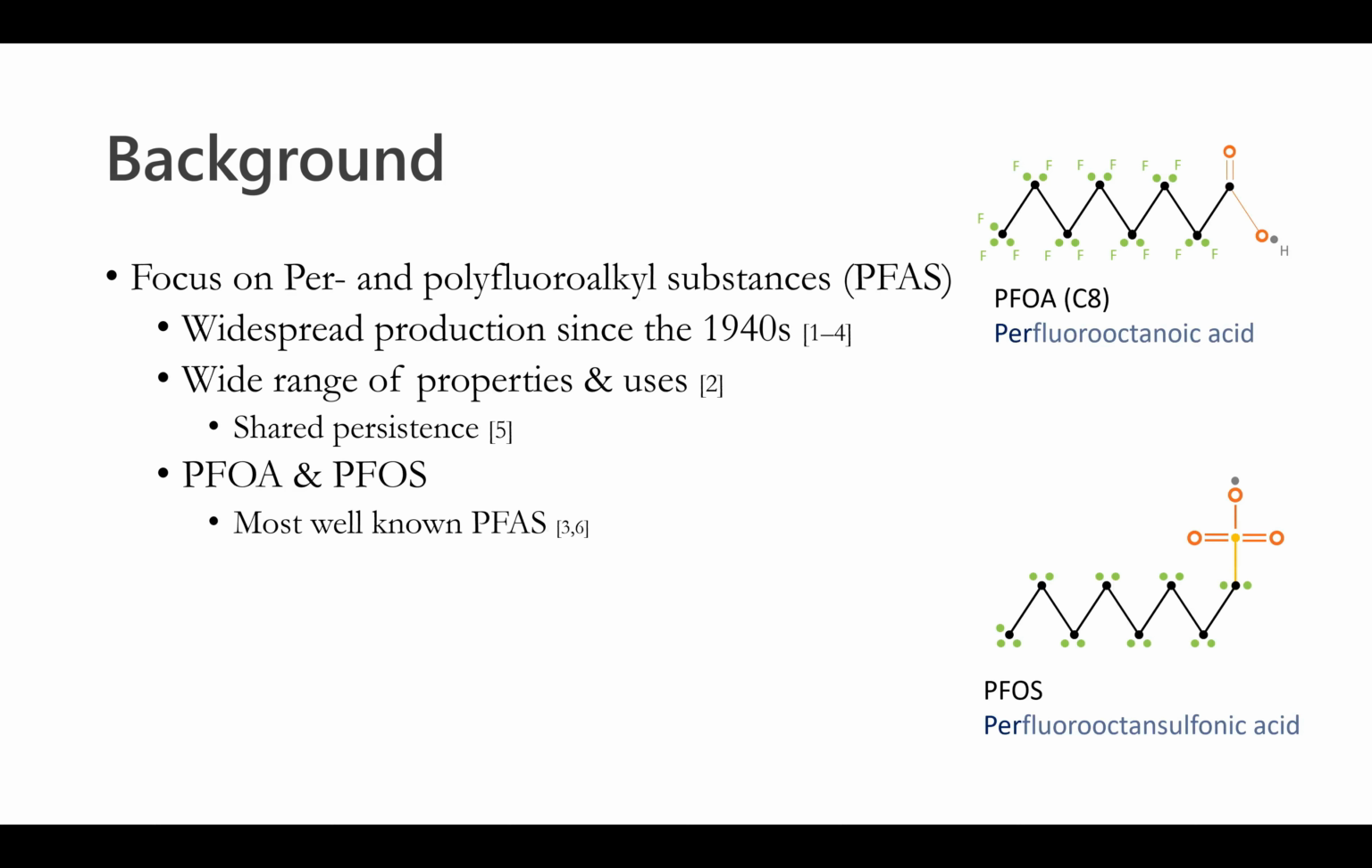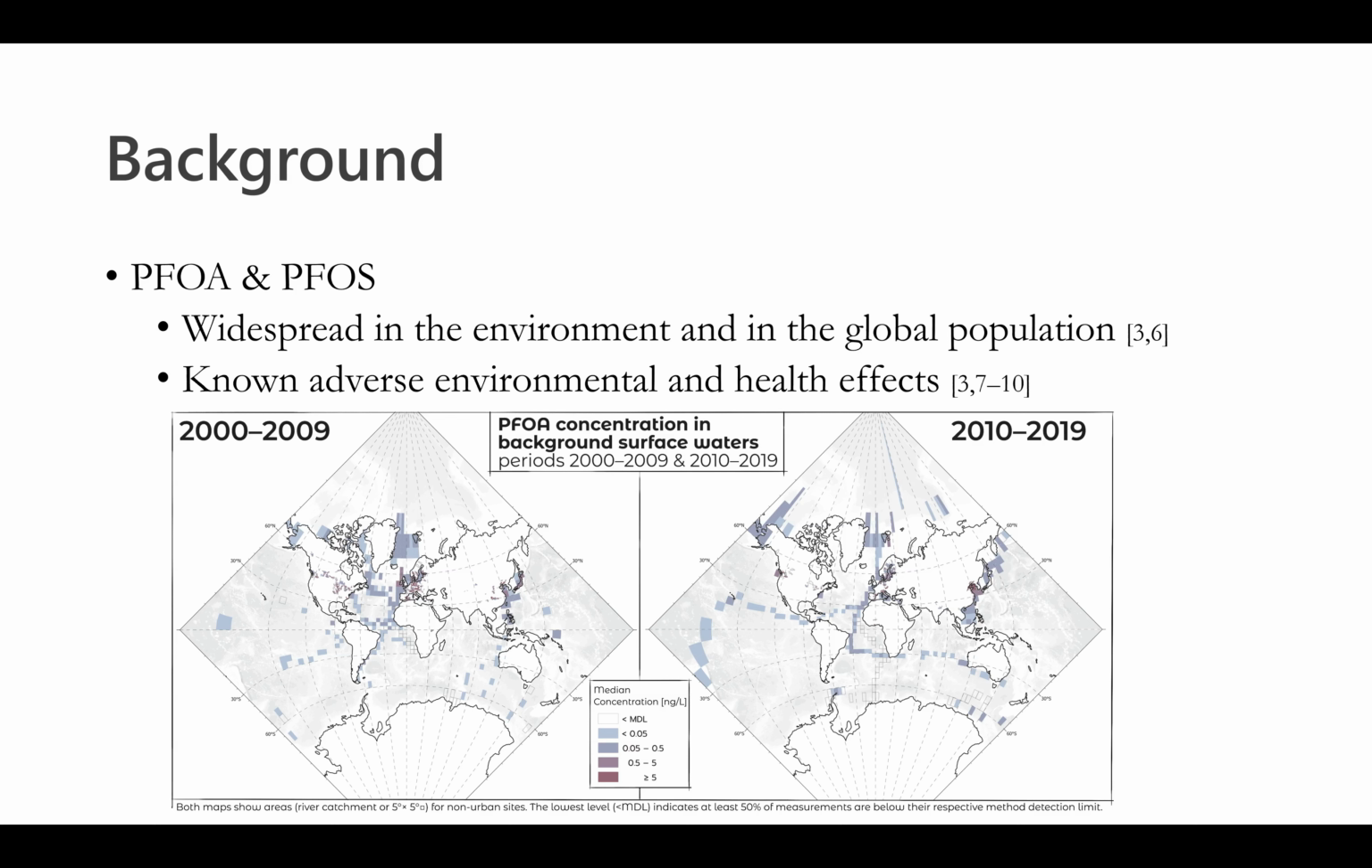PFOA and PFOS are the most well-known members of this group. Their structure is shown on the right here with the fully fluorinated carbon chains. PFOA and PFOS are widespread in the environment and in the global population. Here are two maps of global water contamination by PFOA in the last 2 decades, showing PFOA is detected in the oceans, even away from direct contamination sources, and the same is true for PFOS. PFOA and PFOS are known to have adverse environmental and health effects, even at low blood concentration.